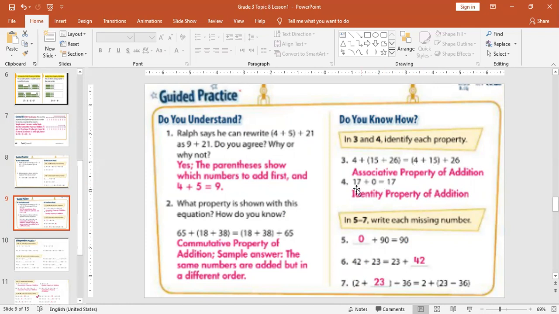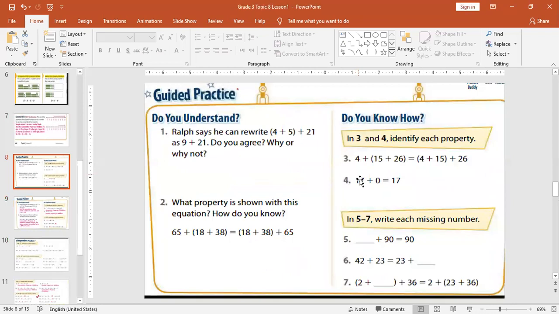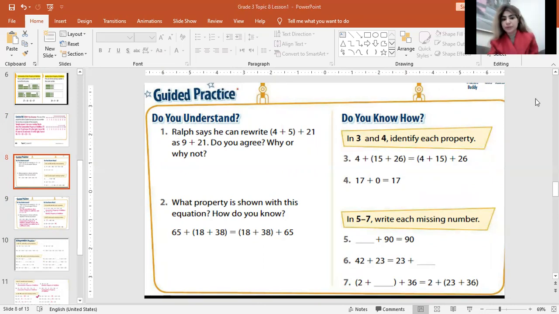Associative property. Then I have number 4, 17 plus 0 equals 17, and this is called identity property. So you have commutative property, associative property, identity property. Okay.